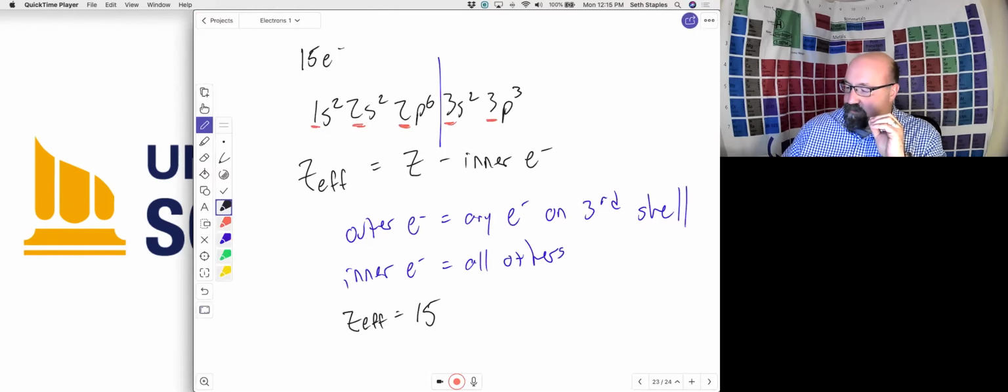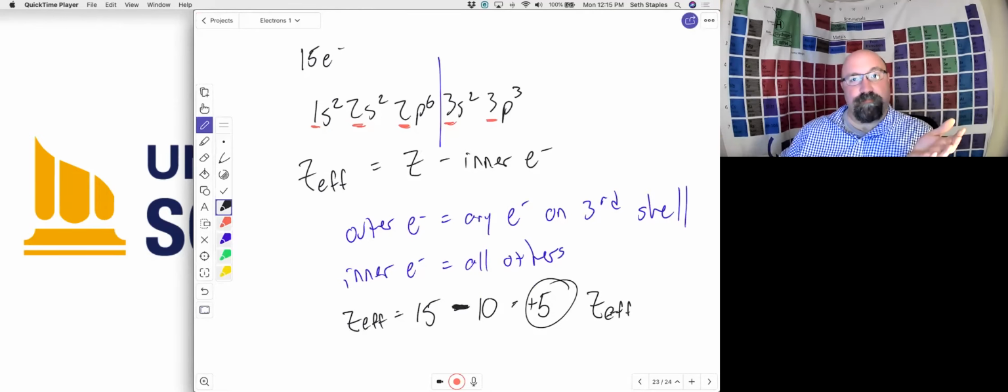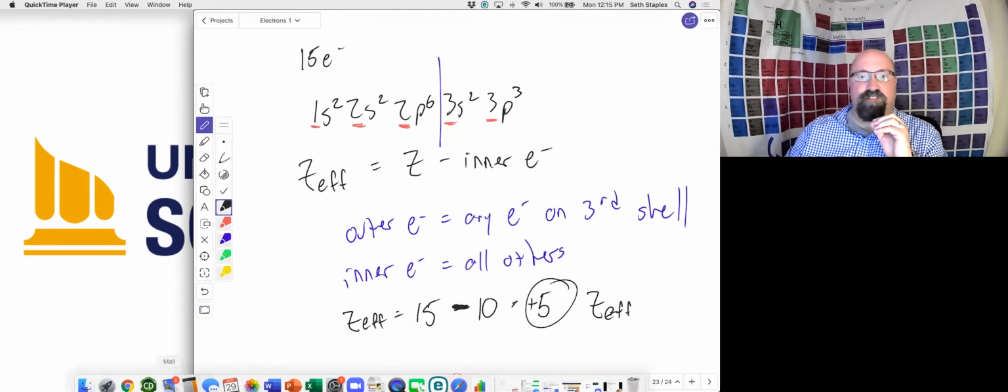And so in calculating our effective nuclear charge, Z for phosphorus is 15, and our inner electrons are anything on Bohr shell 1 and 2, so 2, 4, 10. That's a minus, there we go. 15 minus 10 equals our plus 5 for the effective nuclear charge of phosphorus. And we'll see how we use this in just a second.